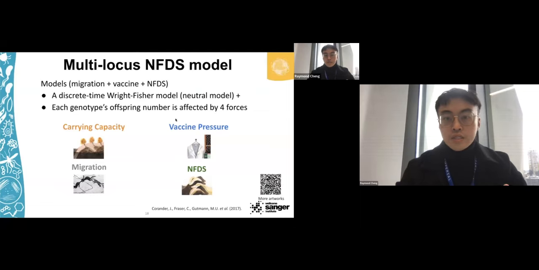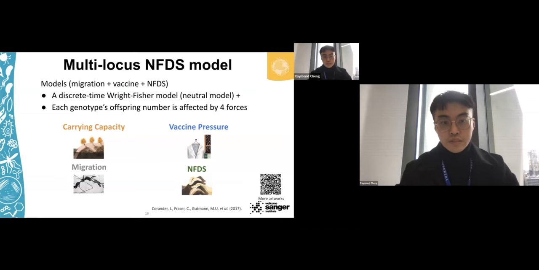There are majorly four components. First of all, the carrying capacity. This is quite intuitive because we have limited resources, so we can only contain a limited bacterial population. And then there is migration. When a migration event happens from A to B, the population in A will decrease and the population in B will increase. So you will see a change of offspring number.